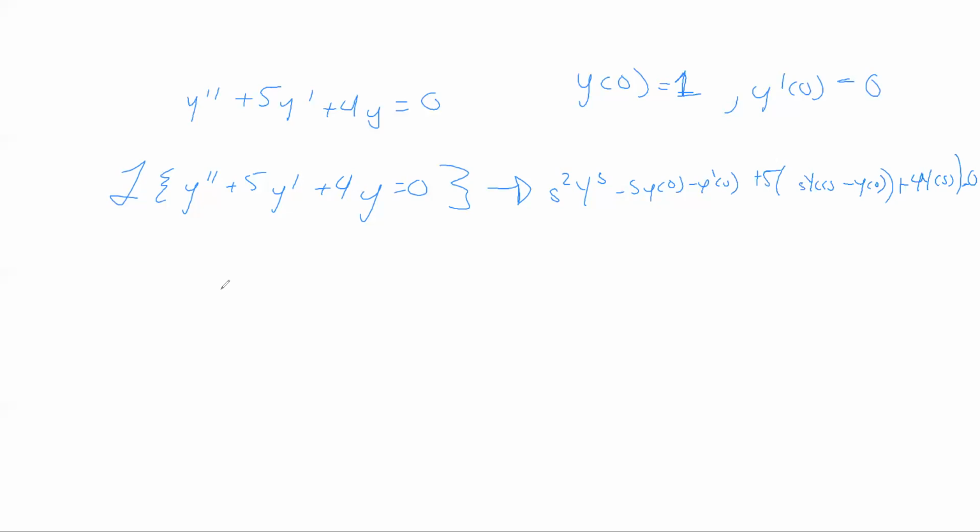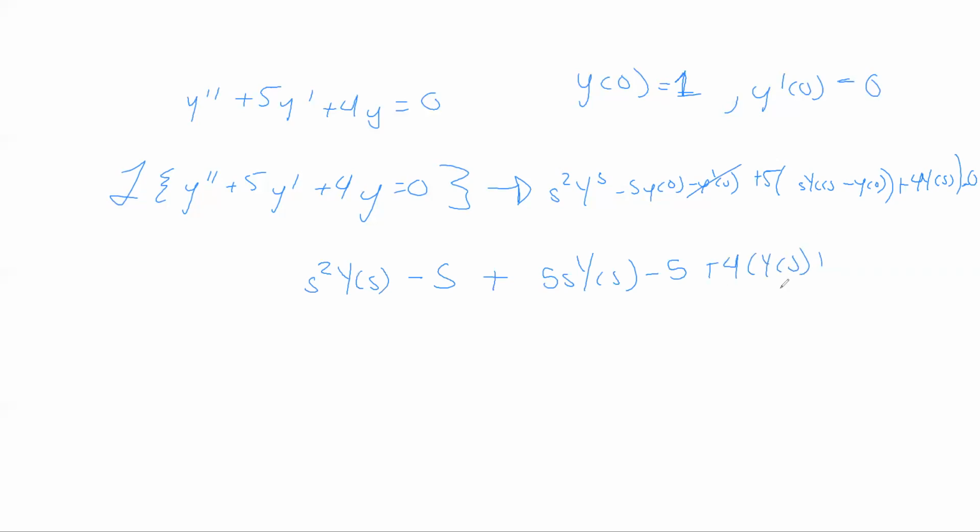So then I'm now looking at the function s squared y of s minus s y of 0 equals 1. So I have an s here. This goes away because it's 0. That goes away because it's, that actually does not go away because it is positive. Then I have plus 5s y of s minus 5, right, because this ends up being 1 multiplied to a 5. And then this is just 4y of s.